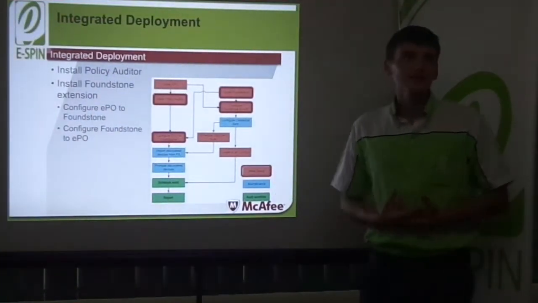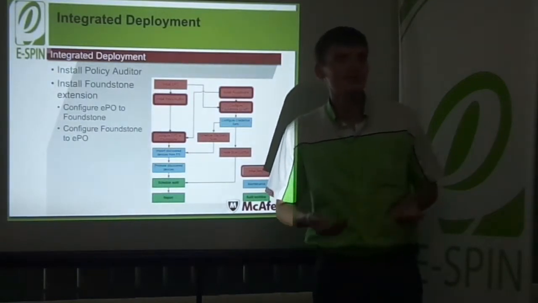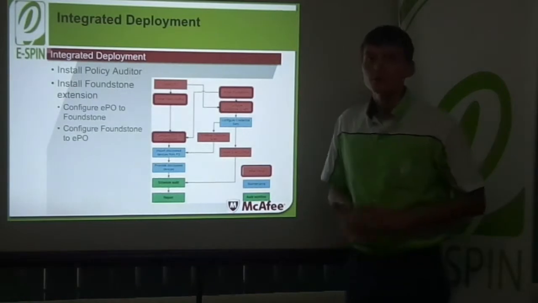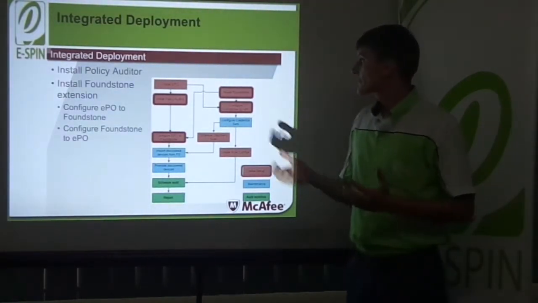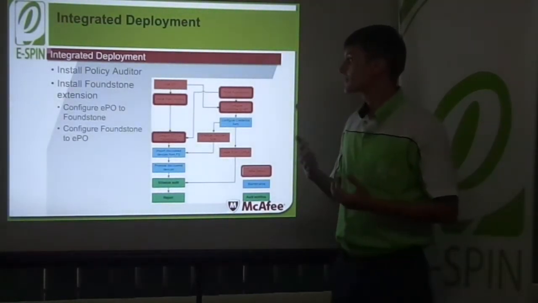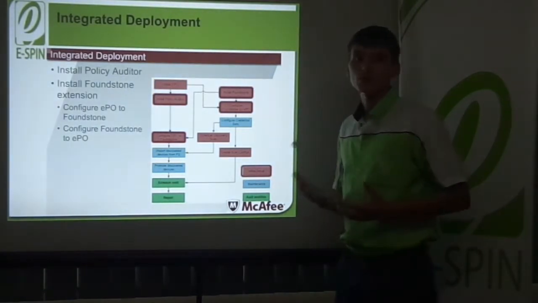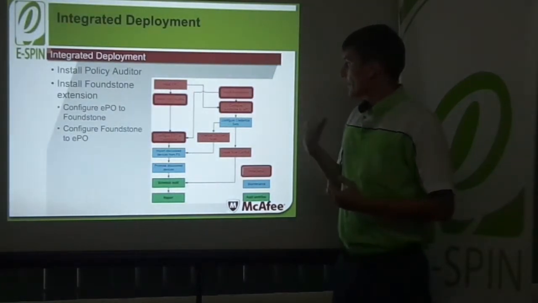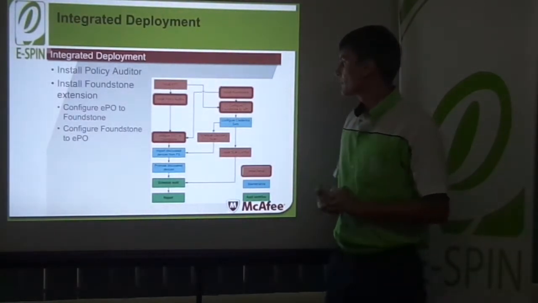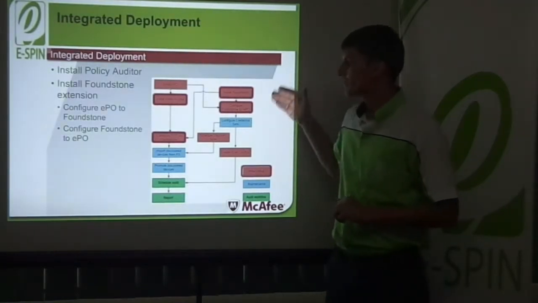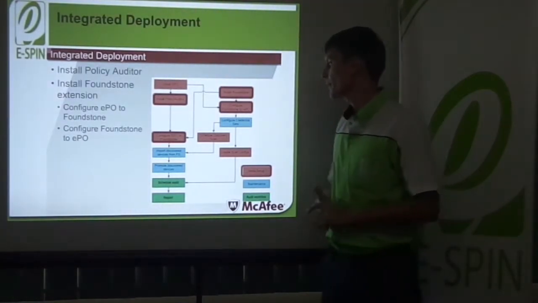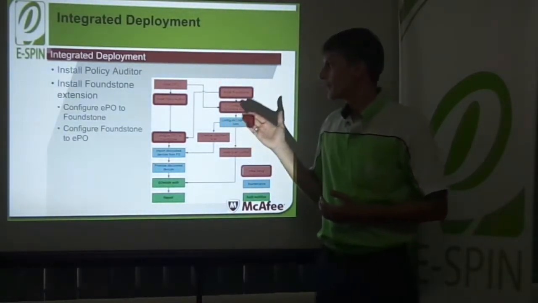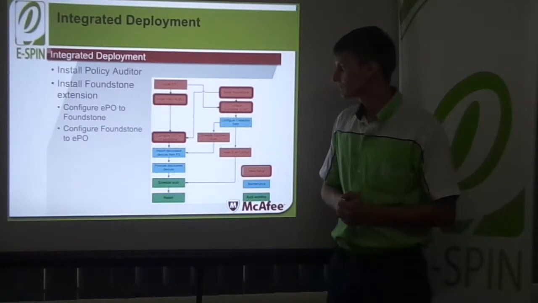First of all, we install ePO, the centralized management console. Later on, we install Policy Auditor, and the next step is the installation of Foundstone, which is Vulnerability Manager. Next, we configure Foundstone to ePolicy Orchestrator, and at the same time we need to configure ePO to Foundstone.